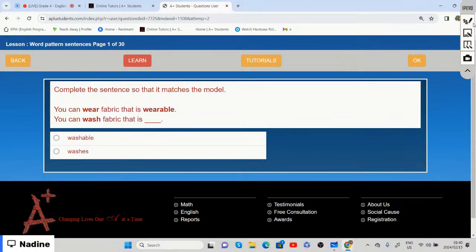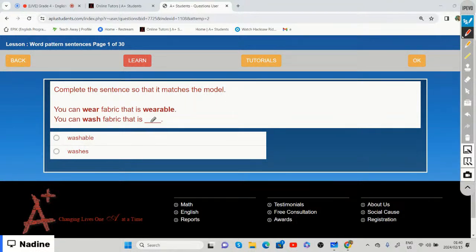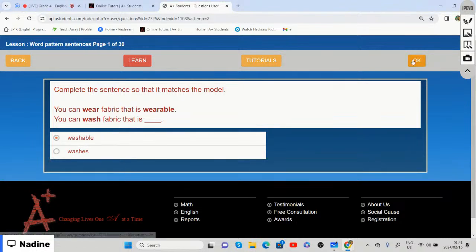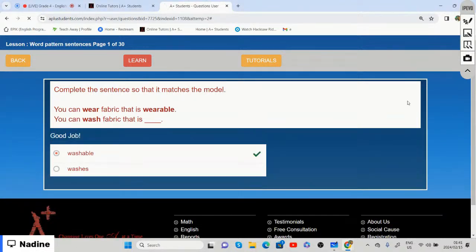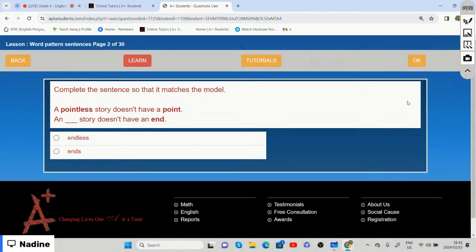So we can say you can wash fabric that is washable, right? So washable. And washable it is, meaning that it is able to be washed. Because remember, certain things we need to wash a certain way. It must be hand washed, machine washed, whatever washed, right?